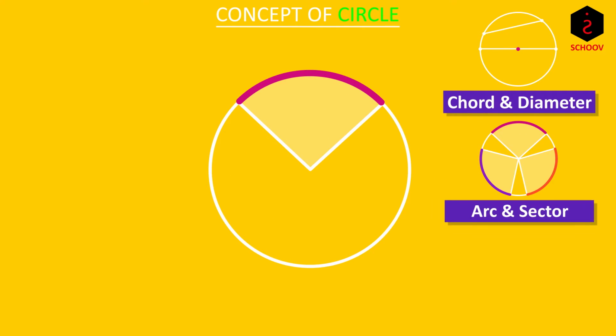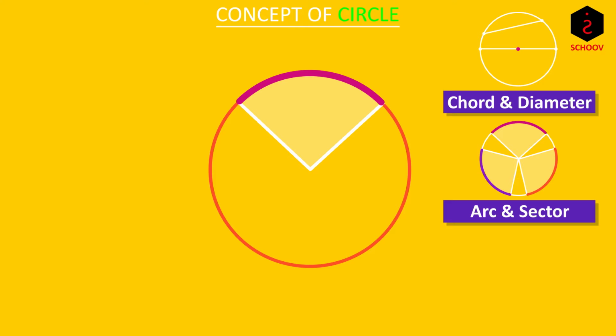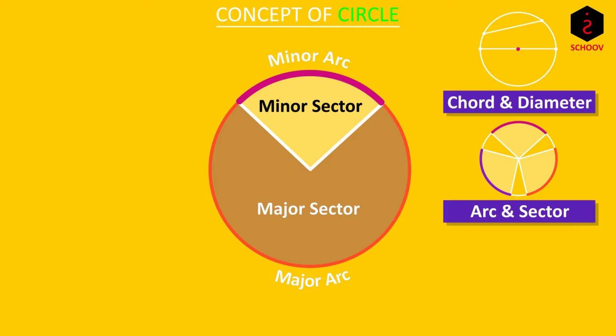So arc and sector. Now, when we cut this part of circumference, we also get this bigger part. Since it is bigger, it is called major arc and the smaller one is called minor arc. So minor sector and major sector. Major sector is again formed by the same two radii but with the major arc.